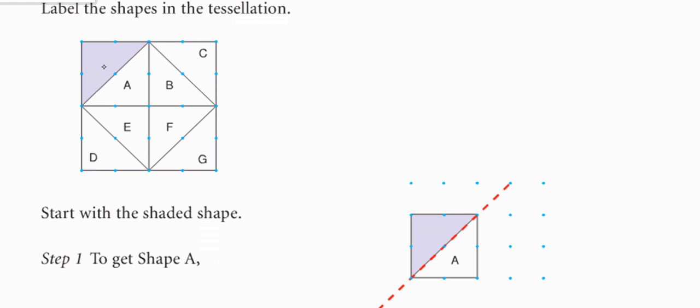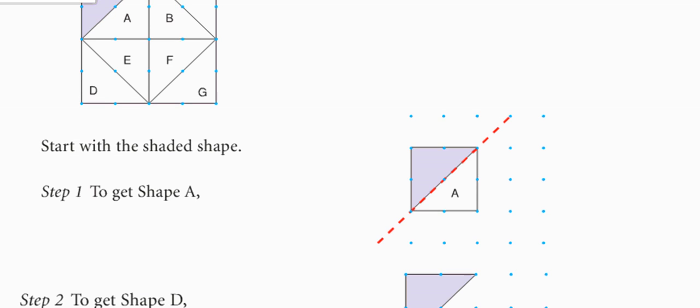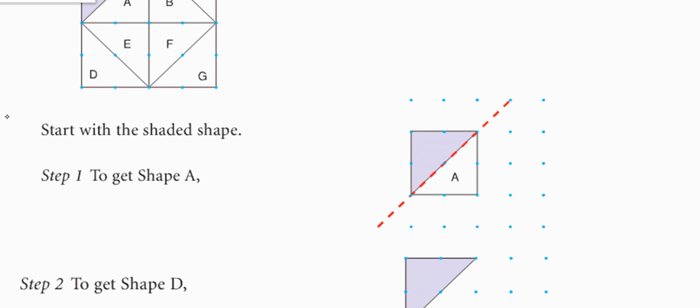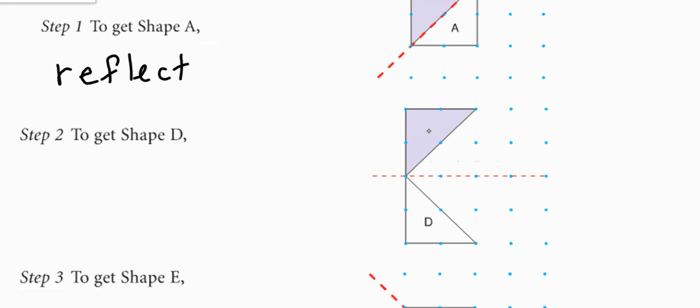And we are going to think, what do I need to do in order to get each of the subsequent shapes, or each of the next shapes? So if I start with the shaded one, to get shape A, I am going to reflect over this line. And so when I flip it over that line, I'm going to get shape A. Now to get shape D, I would also reflect, except I would use a different line of reflection. So if I reflect it downwards, I'm going to get shape D.